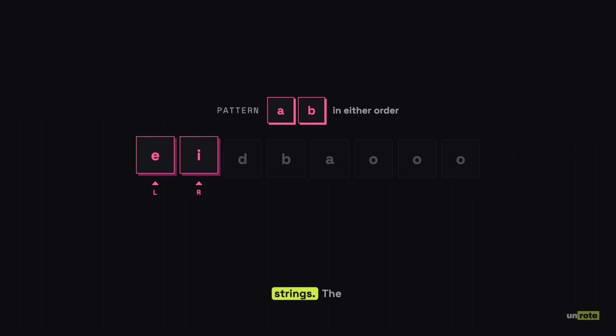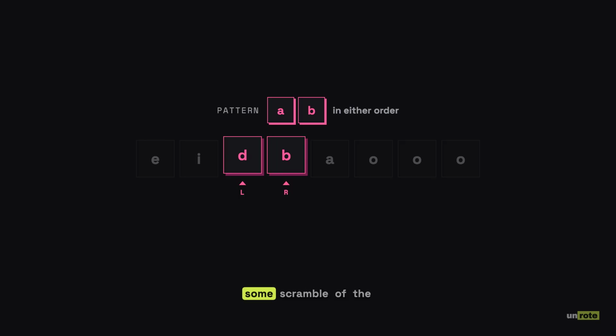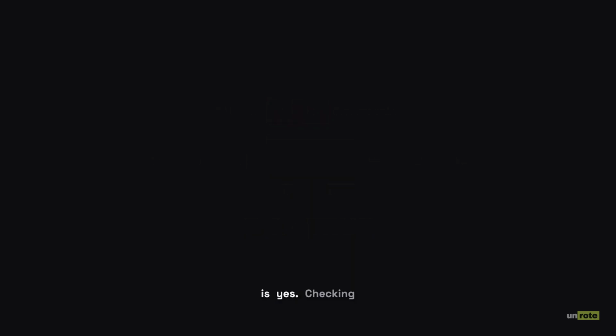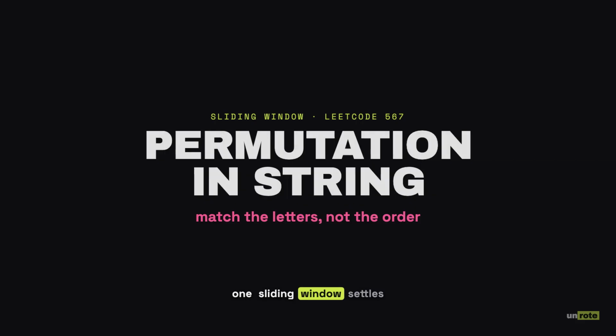Here are two strings. The small one is a pattern. The long one is where we hunt. The question is: is some scramble of the pattern hiding inside as one unbroken stretch? The letters A and B in either order sit together right here. So the answer is yes. Checking every arrangement by hand is hopeless, but one sliding window settles it in a single pass.